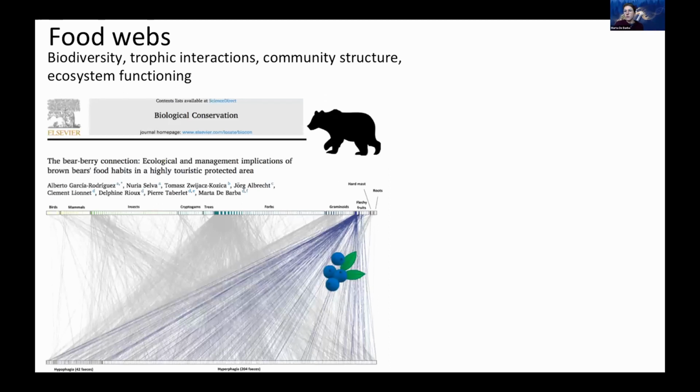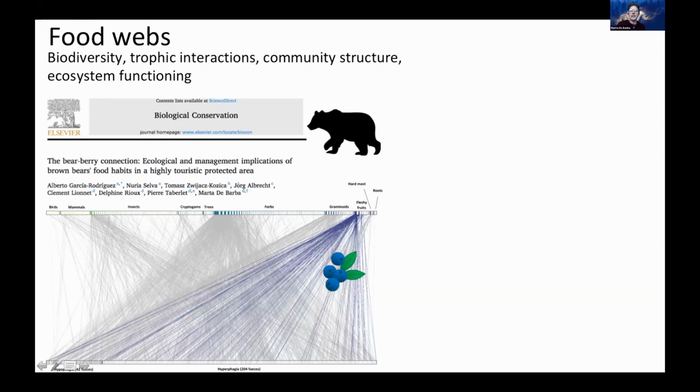We can start by constructing simple networks, simple food webs, like this one that I've worked on with a student of mine for brown bears in the Tatra Mountains in Poland, where we were interested in the trophic interactions for the bears in this area. And this is a simple bipartite network where up here we have the scat samples that were collected across the year for the brown bear, and down here are the different food items that were identified using DNA metabarcoding.